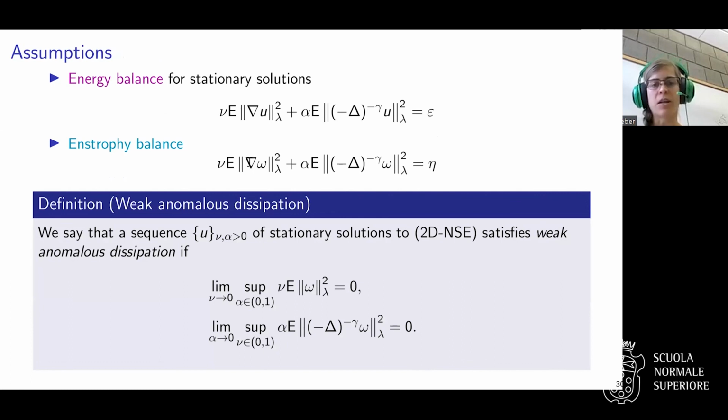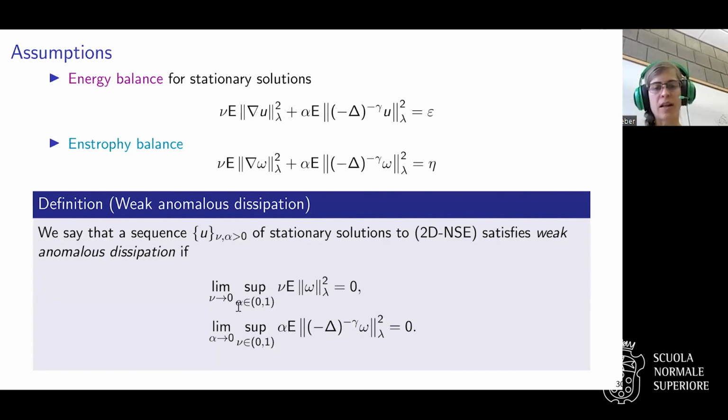And then we also have an entropy balance, which looks like this. Here eta is the other term from before, this term here. Now we say weak anomalous dissipation is this condition, which is kind of two conditions. On one hand, for the entropy, we need some anomalous dissipation. And then we also need that this term coming from the damping goes to zero as we send alpha to zero, uniformly, taking the supremum over nu.